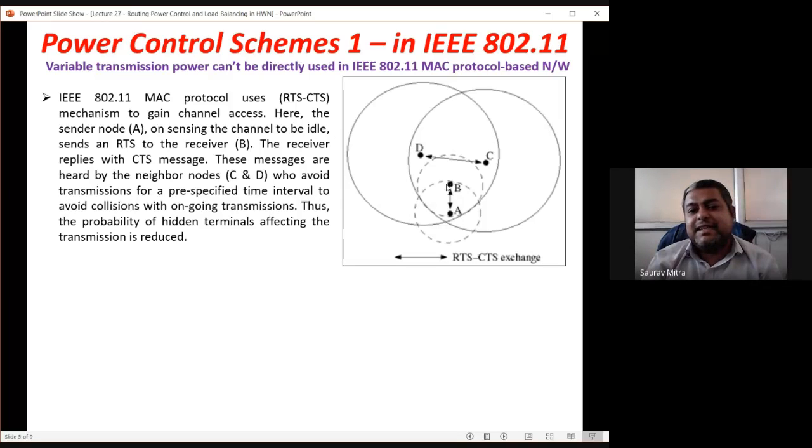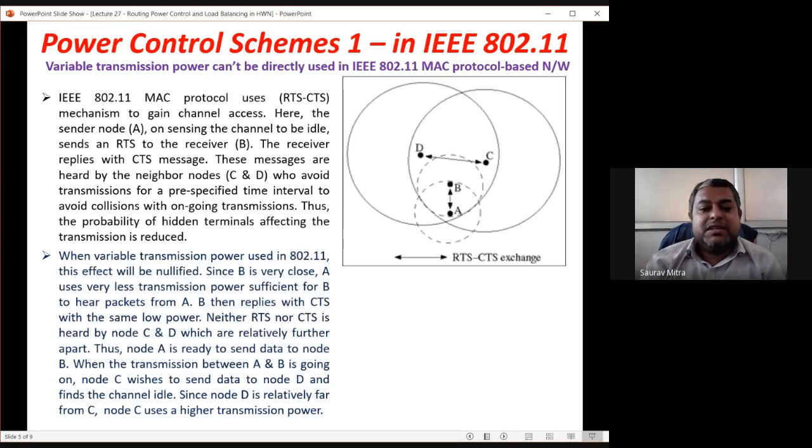So A first senses that all the channel around it is idle, then it sends the RTS signal to receiver B, with a lesser communication power only within this circle. The receiver replies with CTS message, again within a small or energy constant signal. These messages are heard by the neighbor nodes C and D, who avoid transmission for a pre-specified time interval to avoid collision. Thus, the probability of hidden terminal affecting the transmission is reduced.